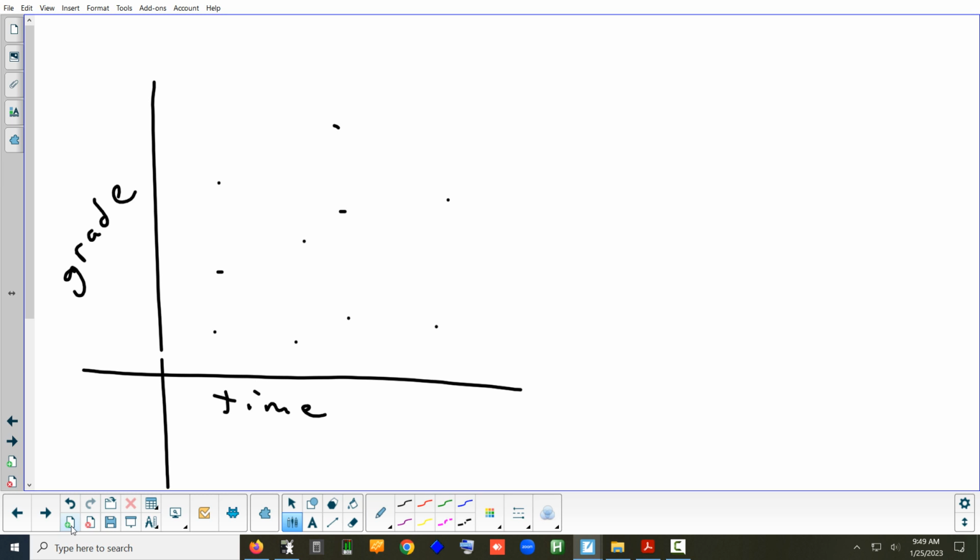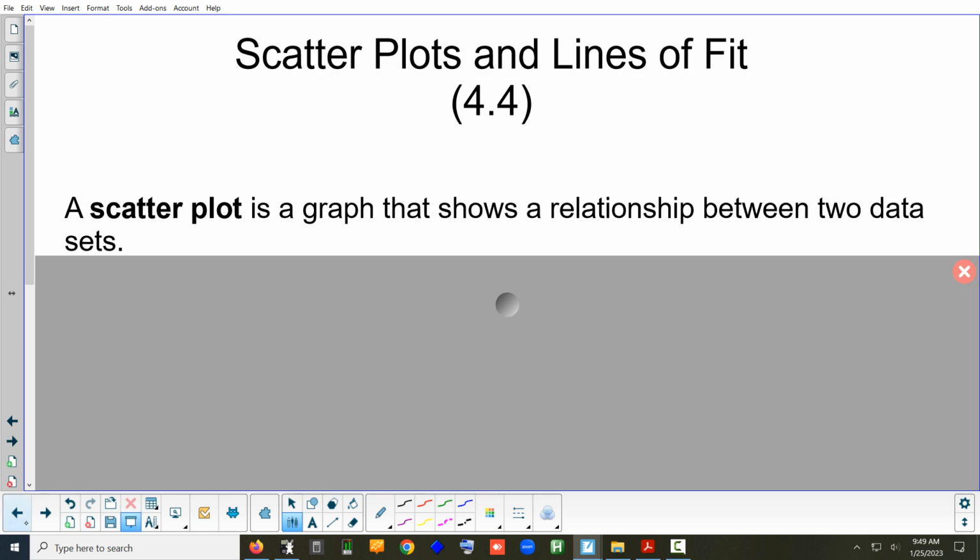So that's what we look for in a scatter plot. Do the dots line up pretty straight going up, or they could also line up pretty straight going down. Either way, it means there's a connection. Right? And there's a name for a connection. I'll tell you what the name is in a little bit.